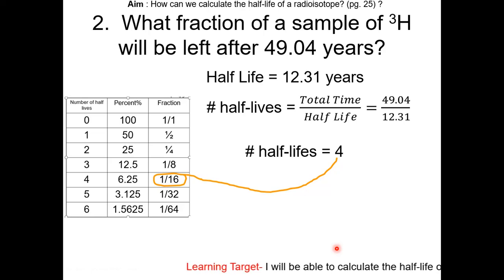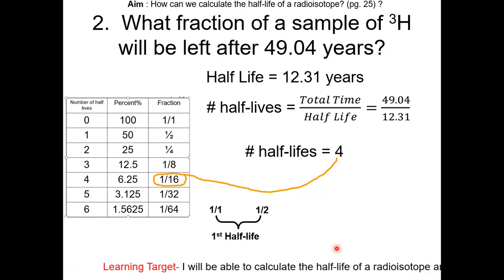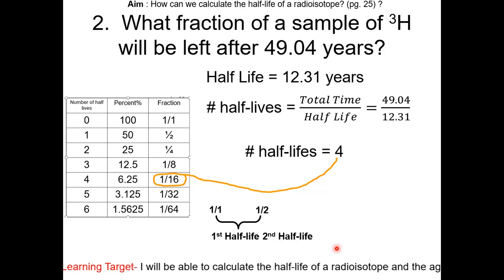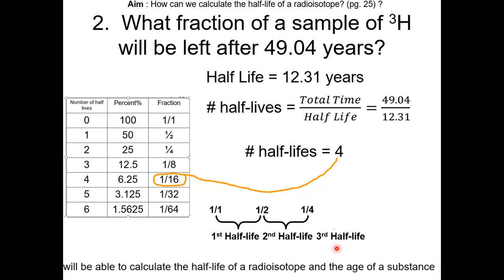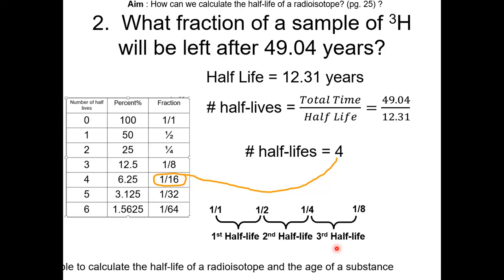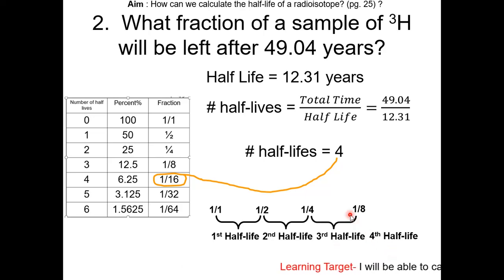If you use the sequence method, in the first half-life, you go from 1 to 1/2. In the second half-life, you go from 1/2 to 1/4. In the third half-life, you go from 1/4 to 1/8. In the fourth half-life, you go from 1/8 to 1/16. So the final answer is 1 over 16 for the fraction remaining.